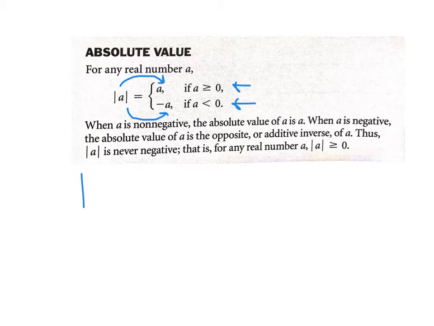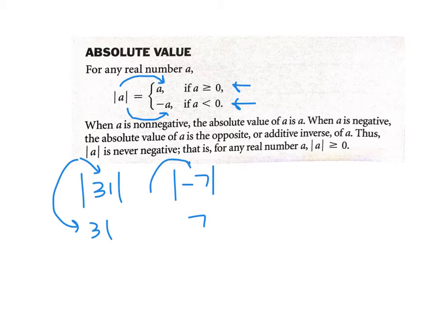On the last slide I had the absolute value of 31, and it was 31. If it's a positive number inside absolute value, the absolute value is itself. I also had a negative 7, and the absolute value was 7. If you have the absolute value of a negative number, it's the opposite of itself.